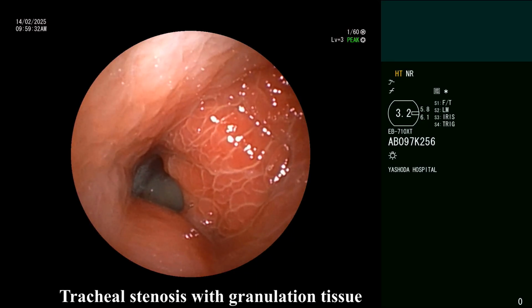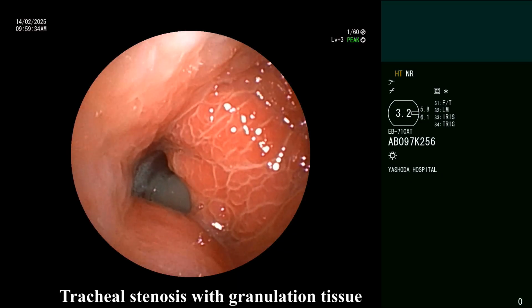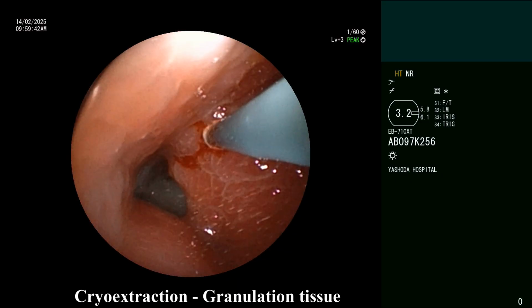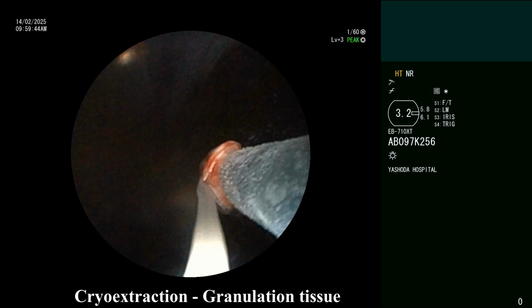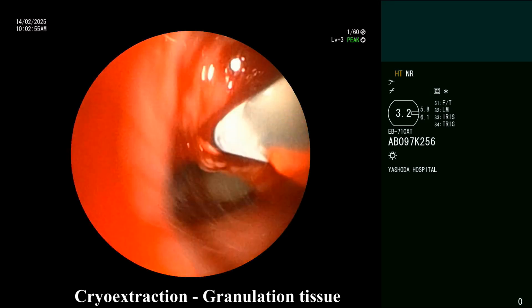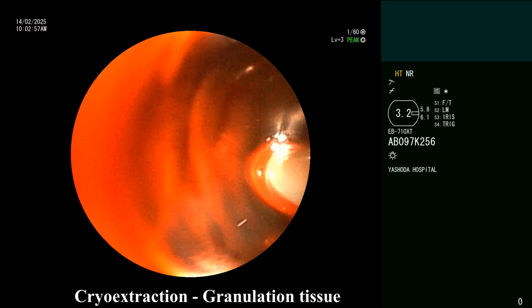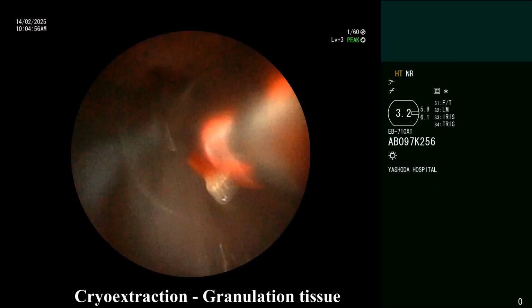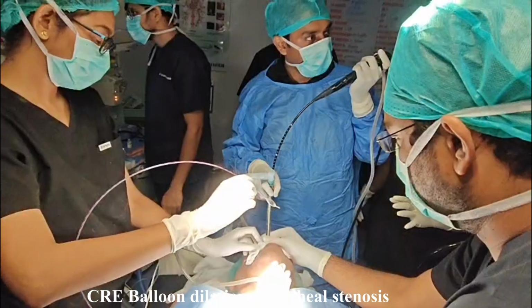So initially a cryo extraction of the protruding granulation tissue is being done with the help of a cryoprobe, and as you can see from the video here, multiple passes of cryo extraction are being performed in a guarded manner to avoid any sort of bleeding.